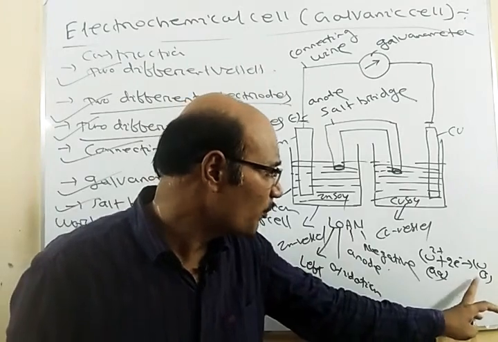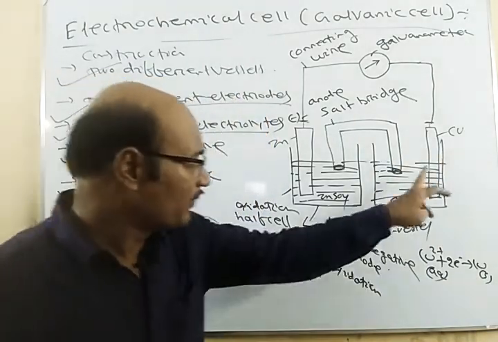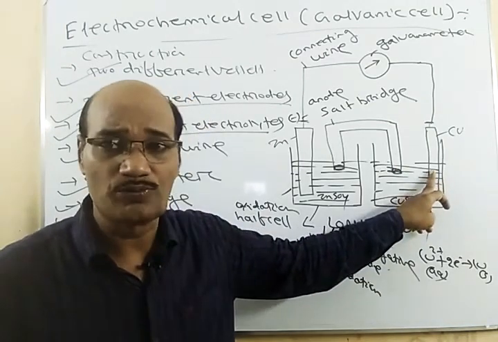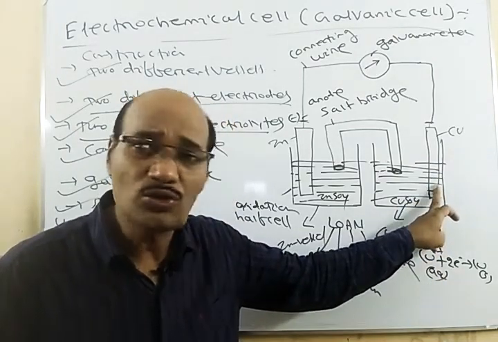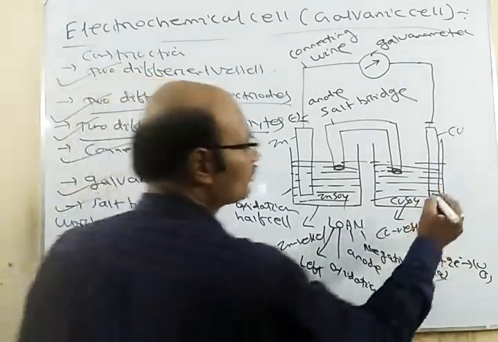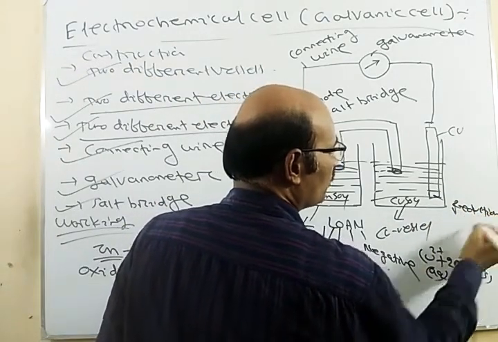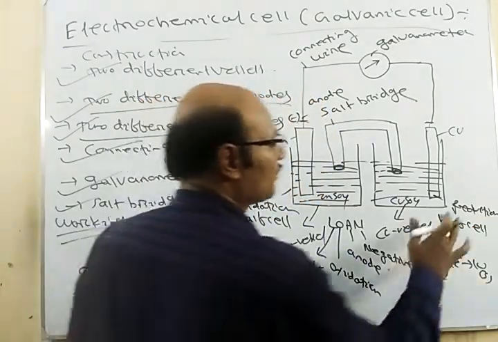That is saying copper is deposited here. So at the cathode, there is a receiving of electrons. Here it undergoes reduction. This is called the reduction half cell.